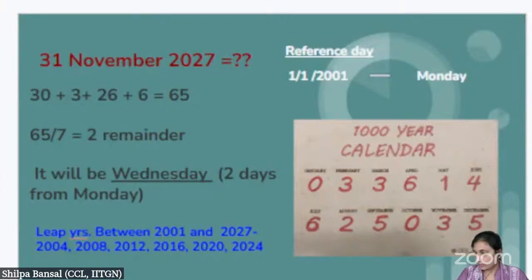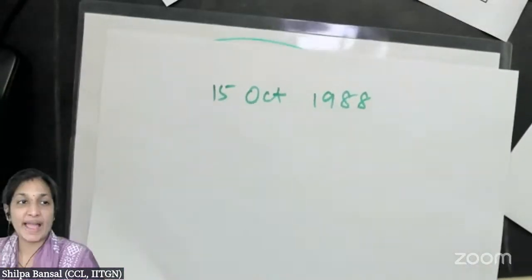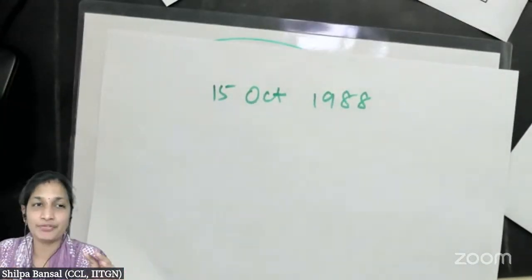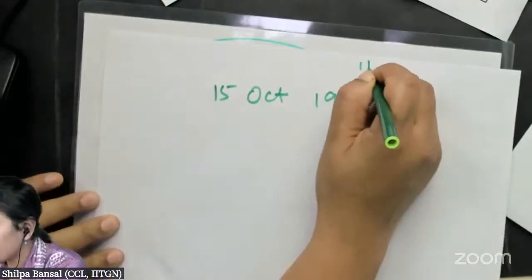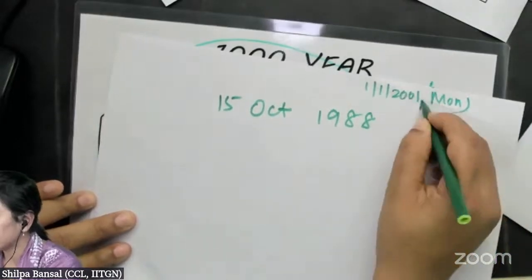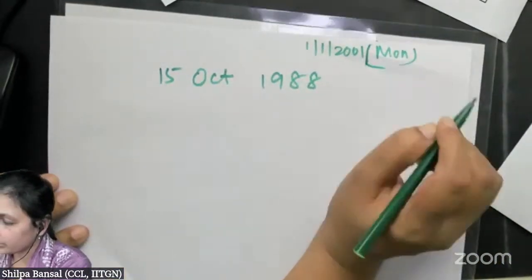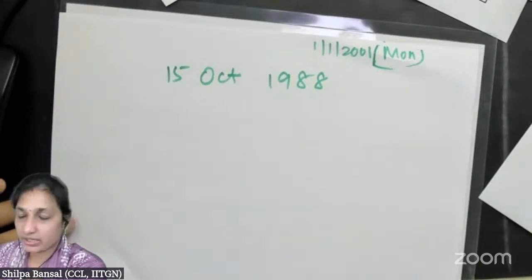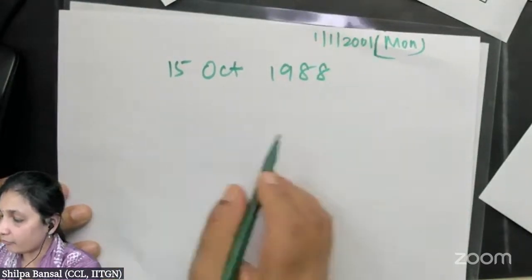So let me ask you, without showing you. My birth date is 15 October 1988. So if I want to go backwards, what will I do? If you want to know some date, 1/1/2001 is easy to remember, so I am using this one, Monday. Okay. So what will be my flow chart?